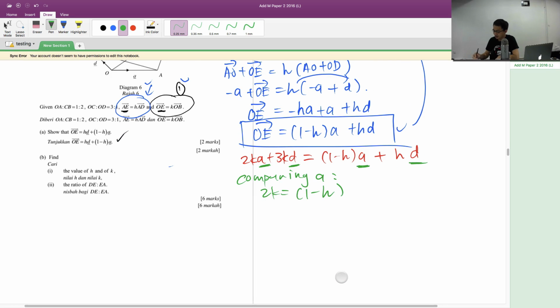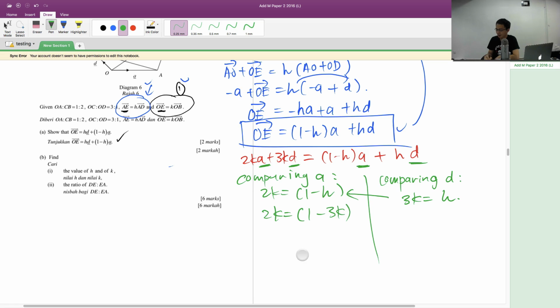Okay. Then if I compare D, what I will have is 3K equals to H. So from here, I know H equals 3K, isn't it? I substitute into the H here. So this is 1 minus 3K. So I move the 3K to the other side, it's just 5K equals to 1. So K equals to 1 over 5.